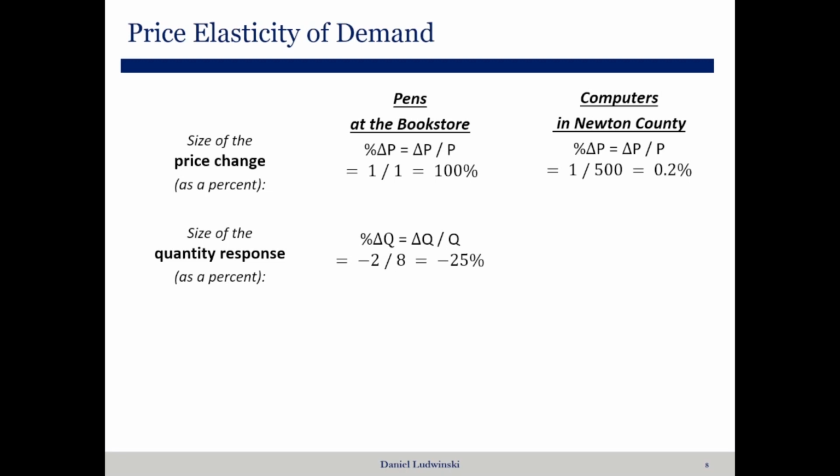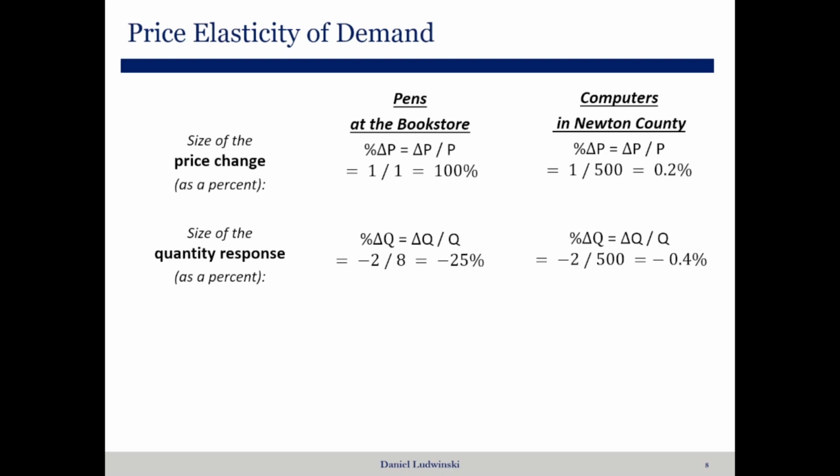For the computers in Newton County, there was also a drop in the quantity of 2, but the baseline was much larger. The baseline was 500. So again, we're less than 1%. It's a drop of 0.4% for computers in Newton County.